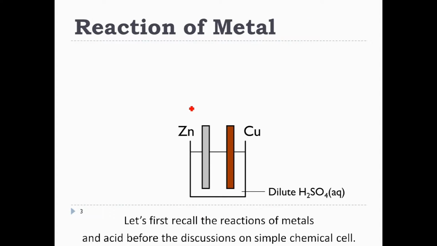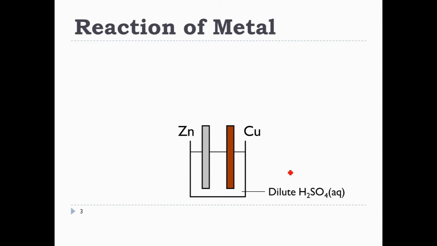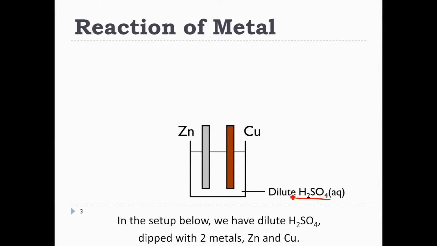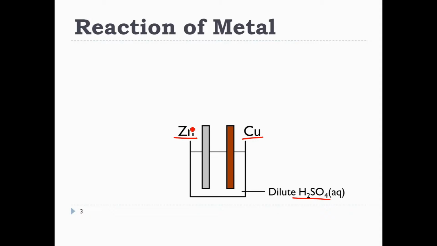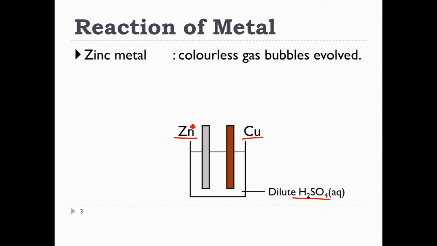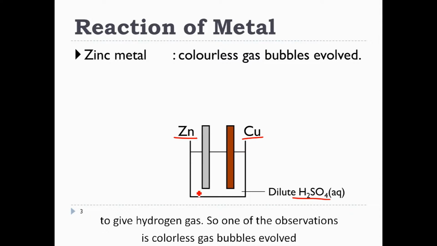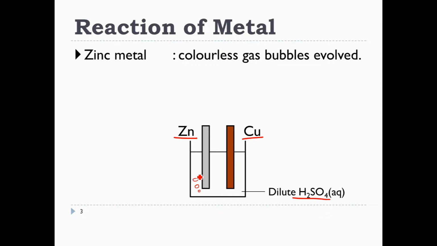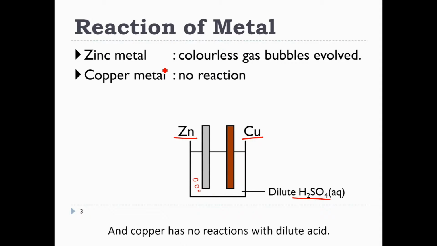Let's first recall the reactions of metals and acid before the discussions on simple chemical cell. In the setup below, we have dilute H2SO4, dipped with two metals, Zn and Cu. If you can recall, Zn metal reacts with acid to give hydrogen gas. So one of the observations is colorless gas bubbles evolved. Copper has no reactions with dilute acid.